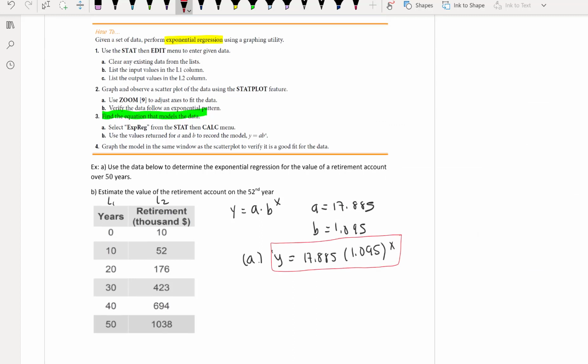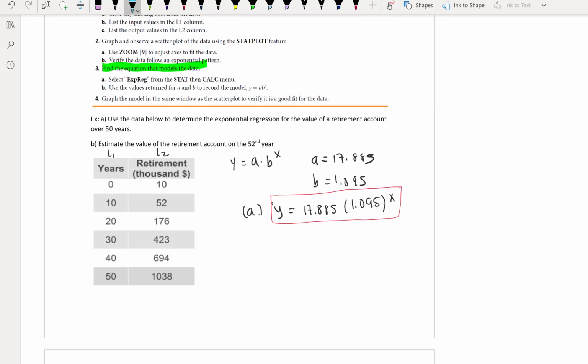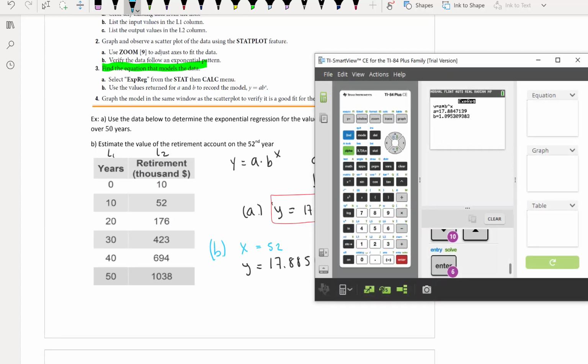All right, so now for part B, it specifically says, estimate the value of the retirement account on the 52nd year. So for part B, I want to estimate what happens at the 52nd year. So here, my time is going to be equal to 52. That's what I'm going to be plugging into my equation. So y is equal to 17.885 times 1.095, and my x value that I'm plugging in is going to be 52. So I'm going to go ahead and plug that into my calculator.